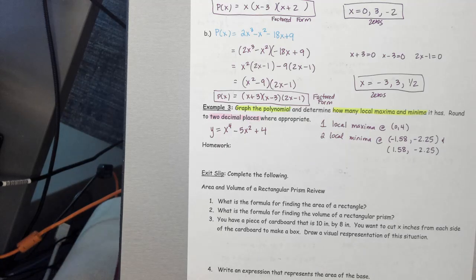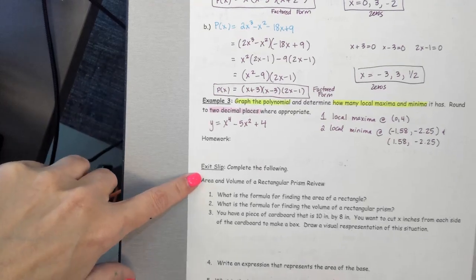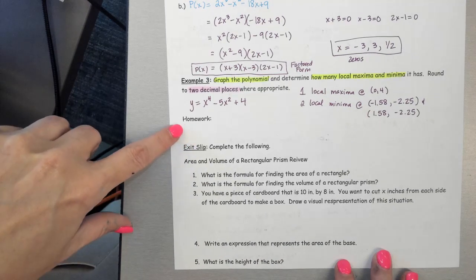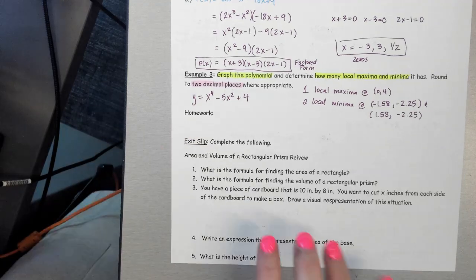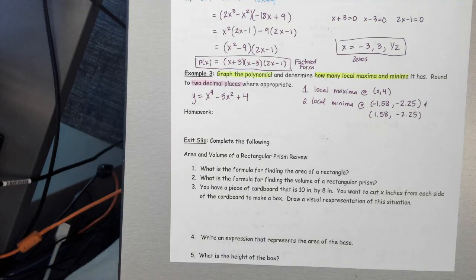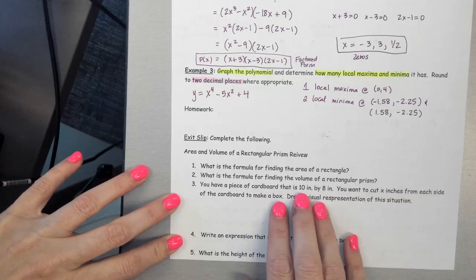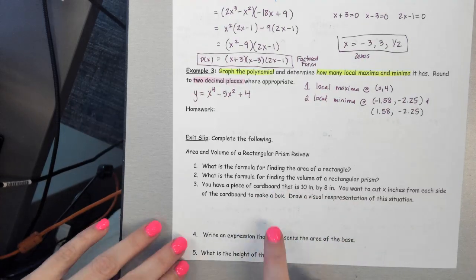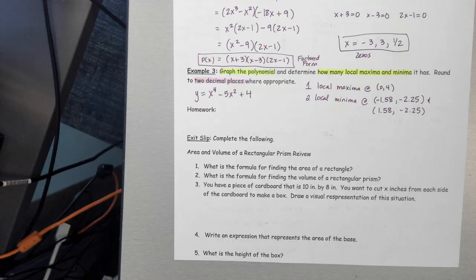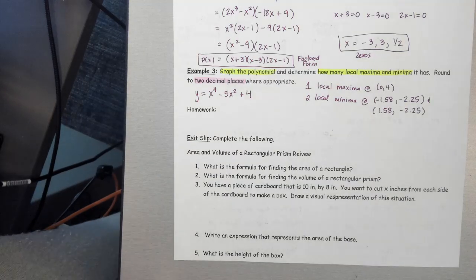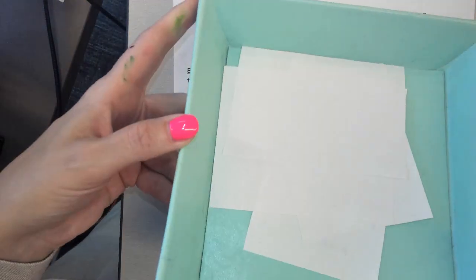All right, and then the exit flip, we're actually going to do that now, and then I'll put the homework up on the board once some of you have finished this activity. You're going to do this with your table or with your row, and once you get to step 3, you have a piece of cardboard that's 8 inches by 10 inches, and it says you're making a box. You're really just making the bottom of the box. It's a tray.